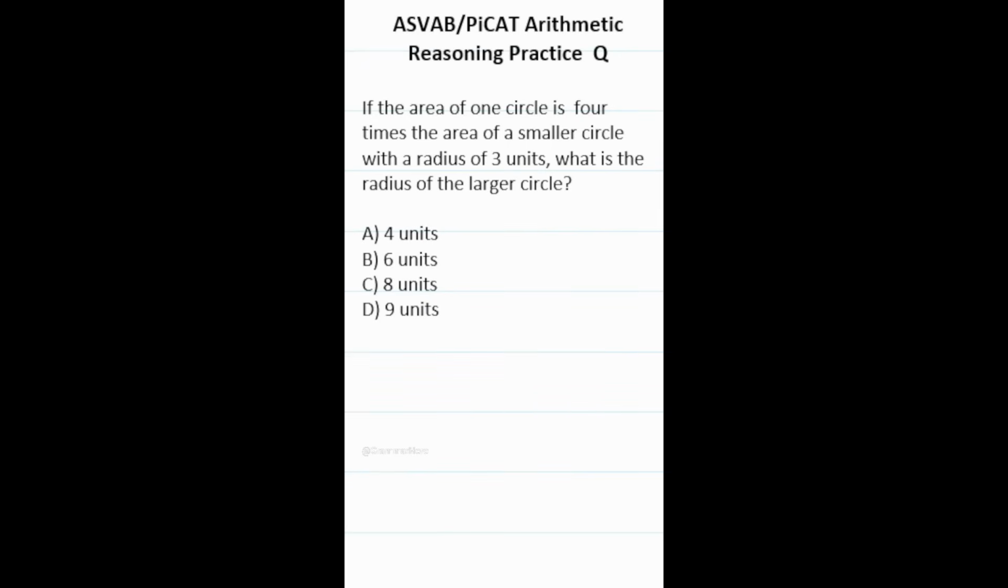ASVAB PiCAT Arithmetic Reasoning practice test question says if the area of one circle is 4 times the area of a smaller circle with a radius of 3 units, what is the radius of the larger circle? So we're talking about circles in area. So to find the area of a circle, it's pi r squared. We're talking about two circles, so I'm going to write down that formula twice. You do have to know this formula for the test. Let's find the area of the smaller circle first.